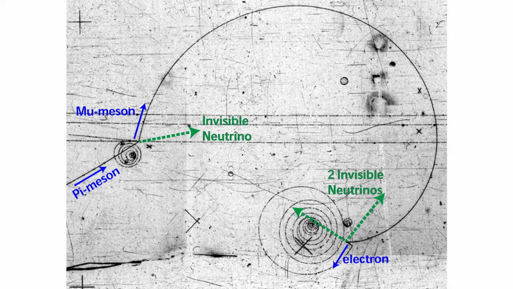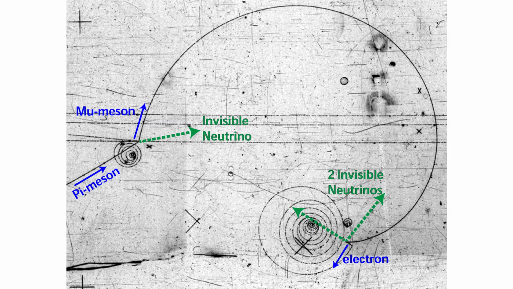Now, looking at the other end of the track, people saw that the mu meson decayed into an electron. And again, that was the only visible decay product. There was a kink, so there clearly had to be a neutral particle being emitted that wasn't picked up by the detector. But the electron from the mu meson decay had the same problem as the electron from beta decay.